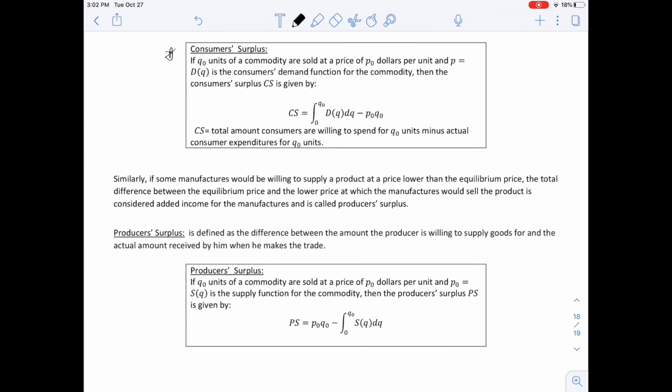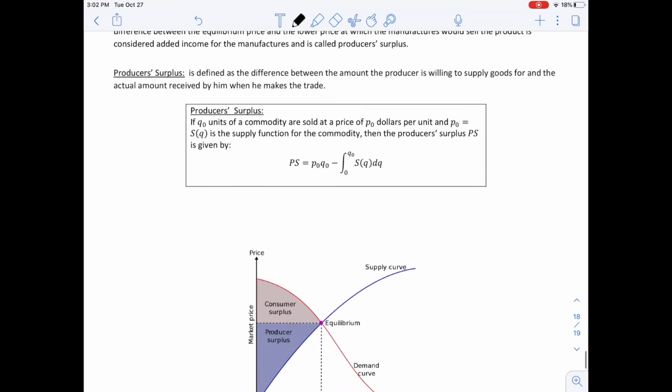Similarly, if some manufacturers are willing to supply a product at a price lower than the equilibrium price, the total difference between the equilibrium price and the lower price at which the manufacturers would sell the product is considered added income for the manufacturers and is called a producer surplus. So producer surplus is defined as the difference between the amount the producer is willing to supply goods for and the actual amount received by him when he makes the trade.